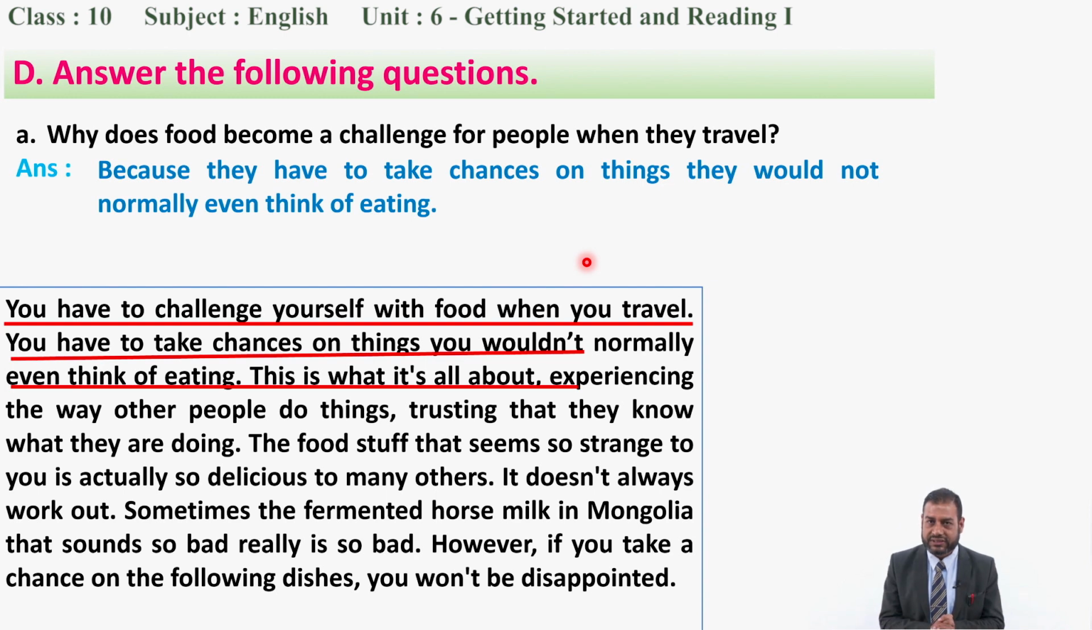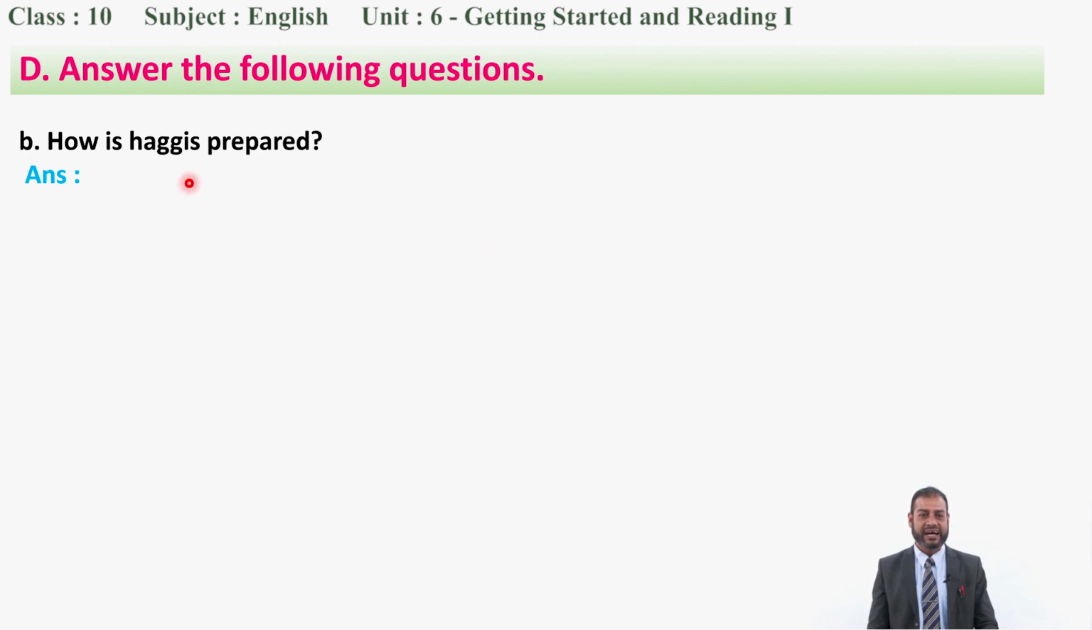And dear students, I have frequently told you that while writing the answer for comprehension questions, you don't need to write down a complete sentence, okay? You can write down the keywords that give us meaning, that give us the answer, okay? Now, the next question we have is, how is haggis prepared? Now, it is a kind of recipe. You have to tell the method of preparing haggis.